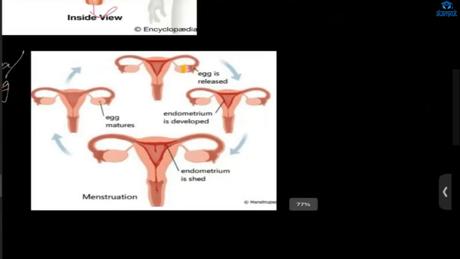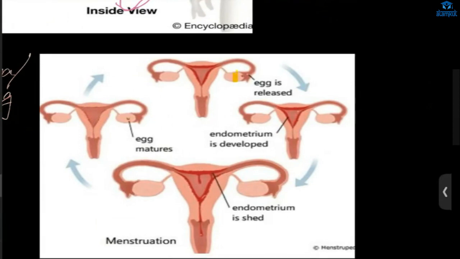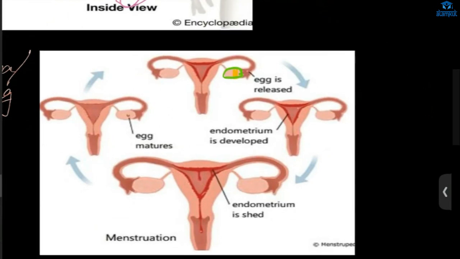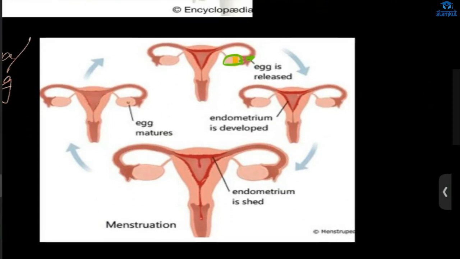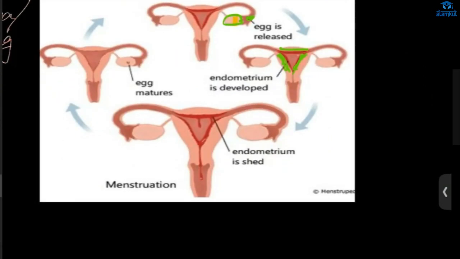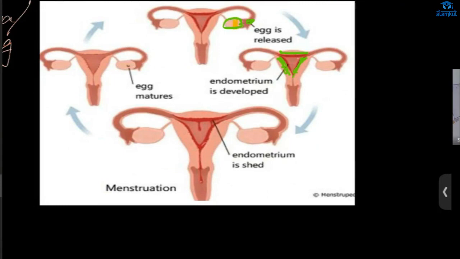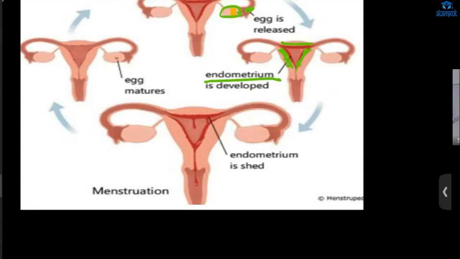Before that, let's understand this. There are thousands, millions of eggs in the ovary, but they are not matured ova. Monthly, an egg will mature and be released. In the uterus, the endometrium lining will develop. If fertilization does not happen, this endometrium lining breaks down and blood will come out.